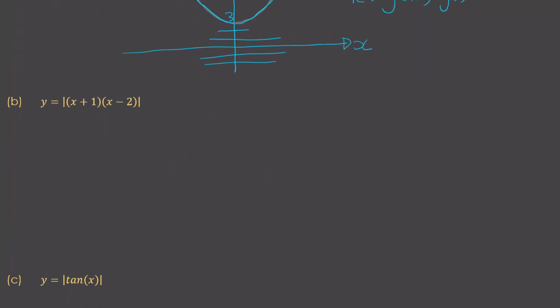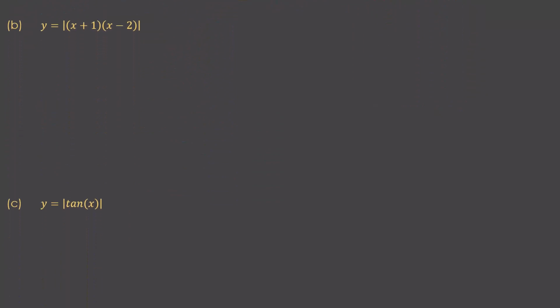So now let's look at the next one, modulus of x plus 1, x minus 2. Let's think of it without the modulus. So if I just expand it as well, I get x squared minus x minus 2. So let's have our axes, so y-axis and the x-axis.